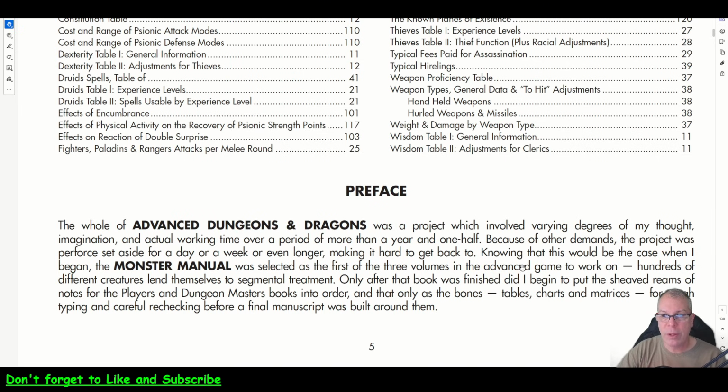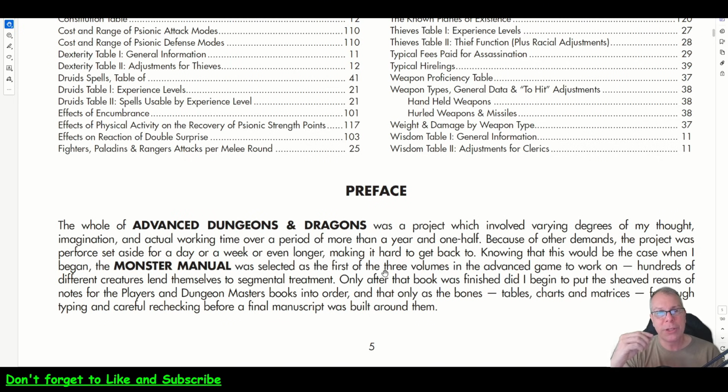So the first of 3 volumes in the advanced game to work on, hundreds of different creatures lend themselves to segmental treatment. Only after that book was finished did I begin to put the sheaved reams of notes for the players and dungeon masters books in order, and that only as the bones, tables, charts, and matrices for rough typing and careful rechecking before a final manuscript was built around them. So he hasn't even gotten the Dungeon Master's Guide done at this point.